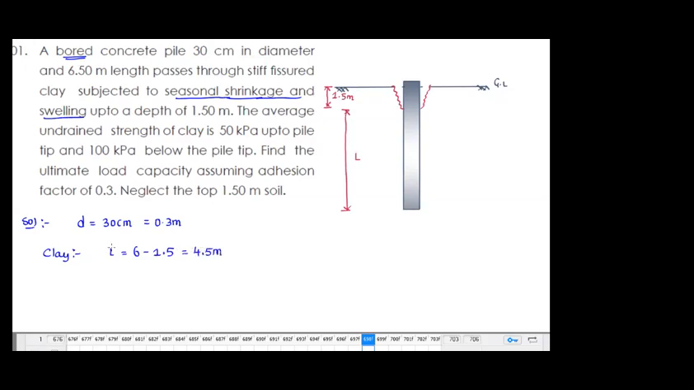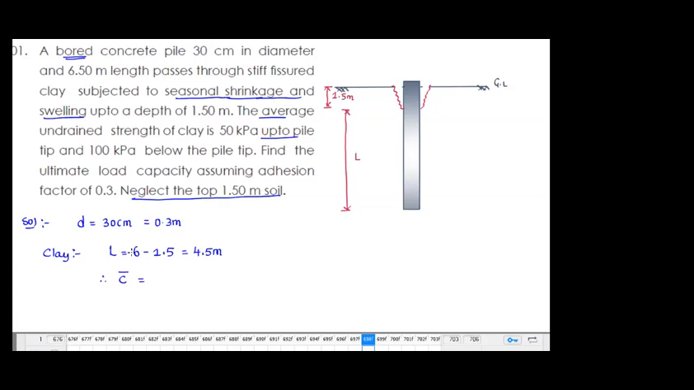Whenever they mention seasonal shrinkage and swelling, you just remove that depth. Neglect the top 1.5 meters of soil. I have already given you that. And this is a clay soil. The average undrained strength of clay. You know the meaning of undrained strength is nothing but cohesion. The average undrained strength of clay up to the pile tip.